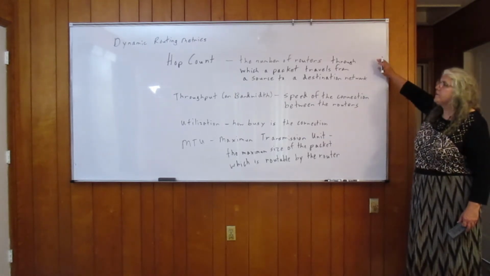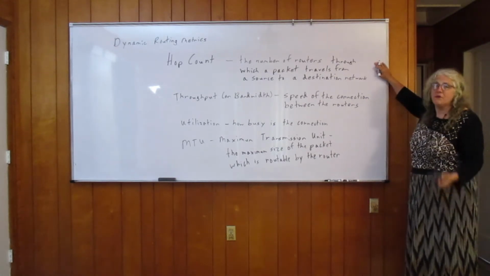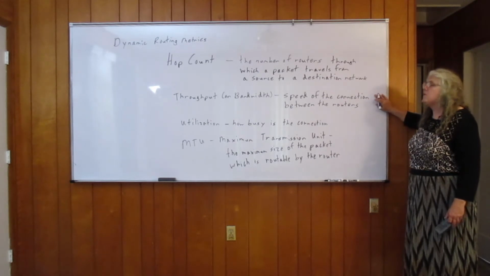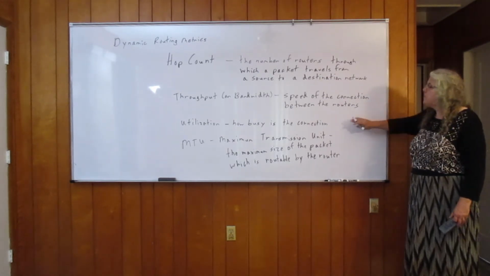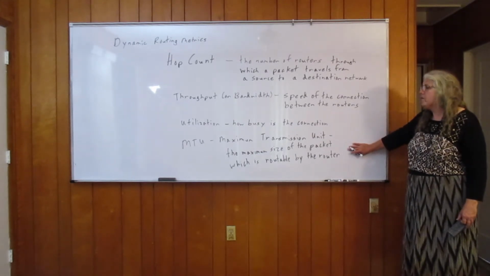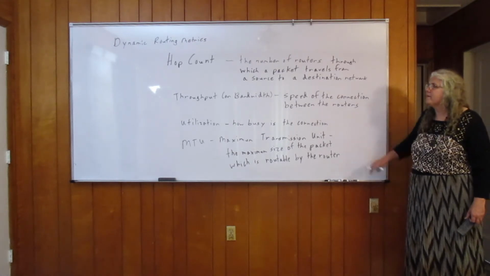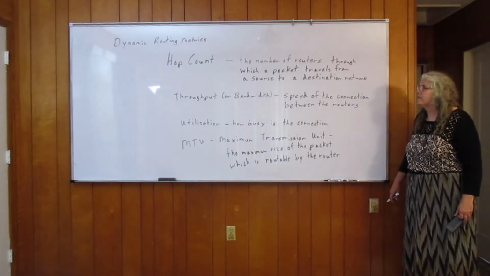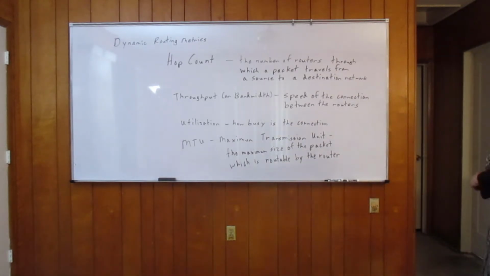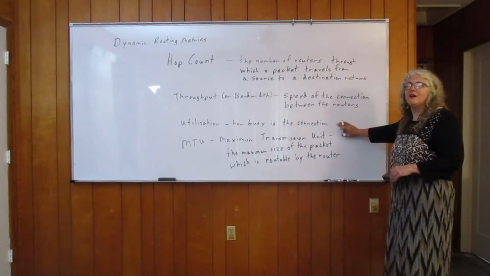Now again, when the router's figuring out what the best path is, for hop count, you want a fewer number of hops, a fewer number of routers that you pass through. Throughput, you want to go through the fastest path. You want to go over the path that's least utilized, and you probably want to go over a router that supports larger MTU sizes. Now, a lot of times, utilization is referred to as congestion.